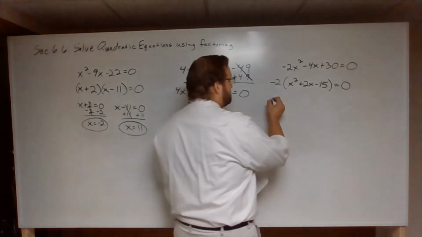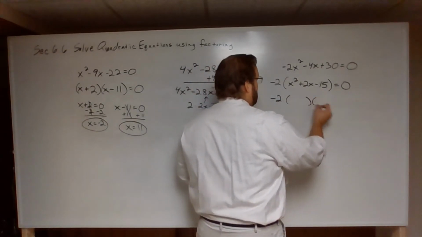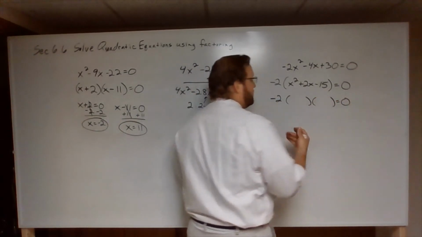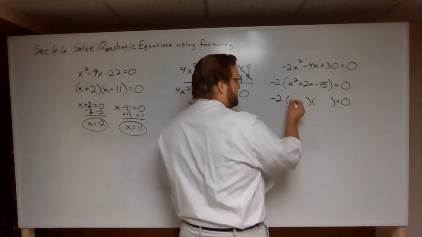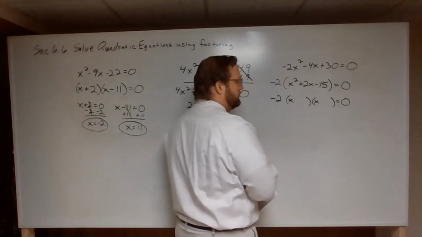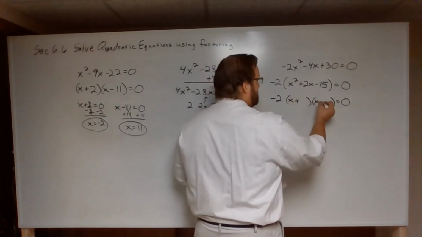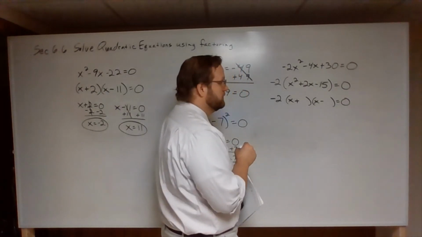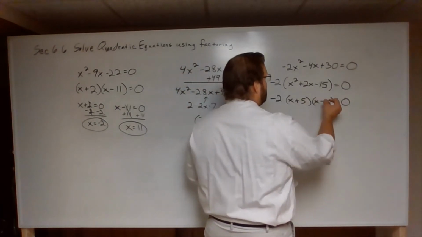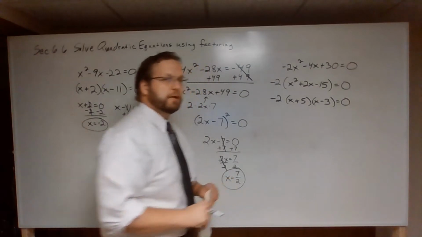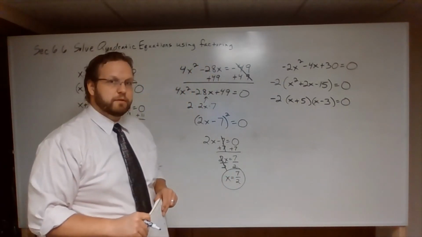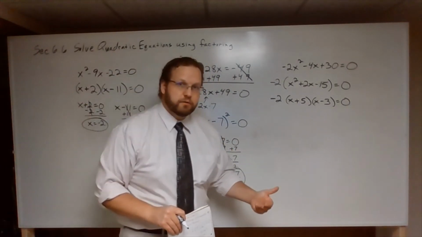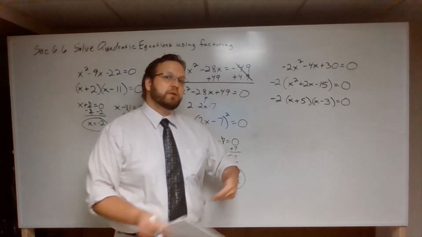Next, let's try the guess and check. X squared is x and x. Negative 15 is going to require opposite signs. I have a positive 5 and a negative 3, and that'll give me that positive 2. Okay. Now, once it's factored, we have to set each of those factors equal to 0.